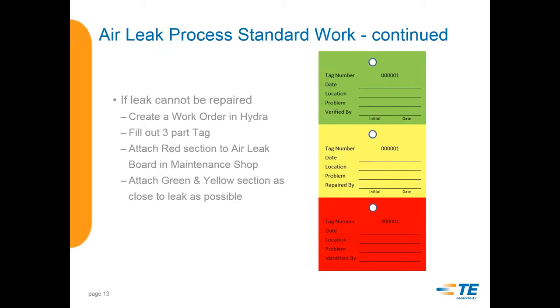Once we identified the leak, we hung this tag on it. We were going to create a work order for that leak. We filled the three-part tag out with the information that was required. We attached the red part of the tag to an air leak board in the maintenance shop, and then we left the green and the yellow sections as close to the leak as possible.